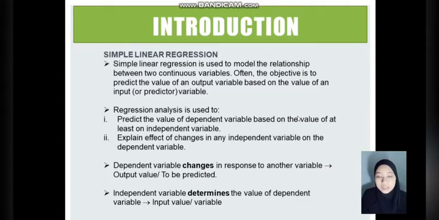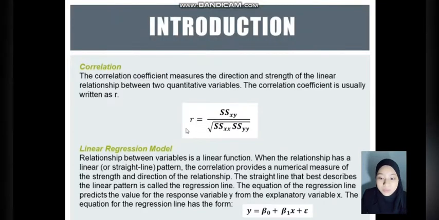The regression analysis is used to predict the value of the dependent variable based on the value of the independent variable. Second, it is also used to explain the effect of changes in any independent variable on the dependent variable. So the dependent variable changes in response to another variable, that is the output value or the value to be predicted. And then the independent variable determines the value of the dependent variable, that is the input value or variable.